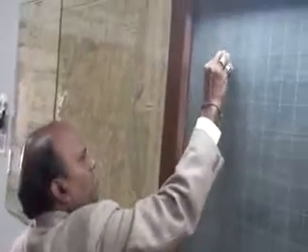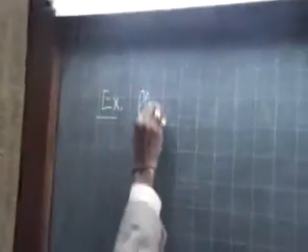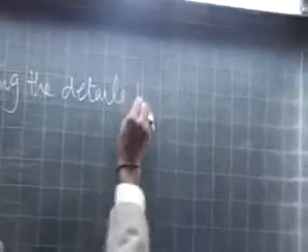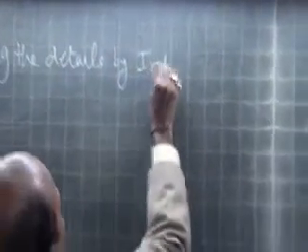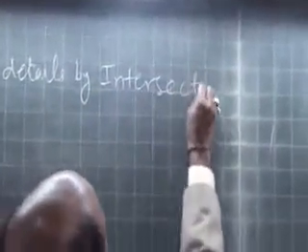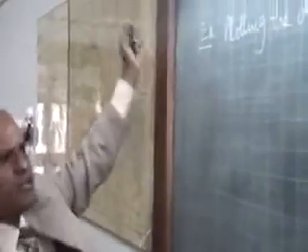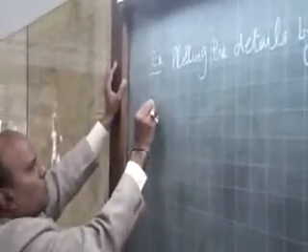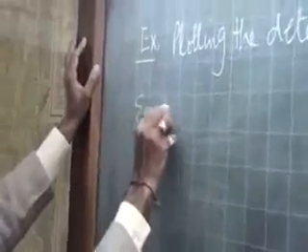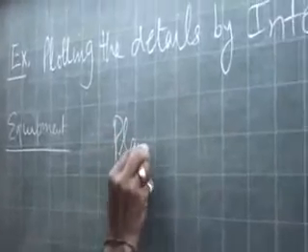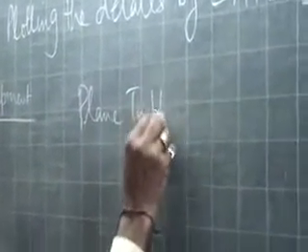So today's exercise is plotting the details by intersection method. This is a very useful method in plane table because this is faster as compared to radiation method. The equipment which you are using in the field here is very simple: plane table plus a stand.